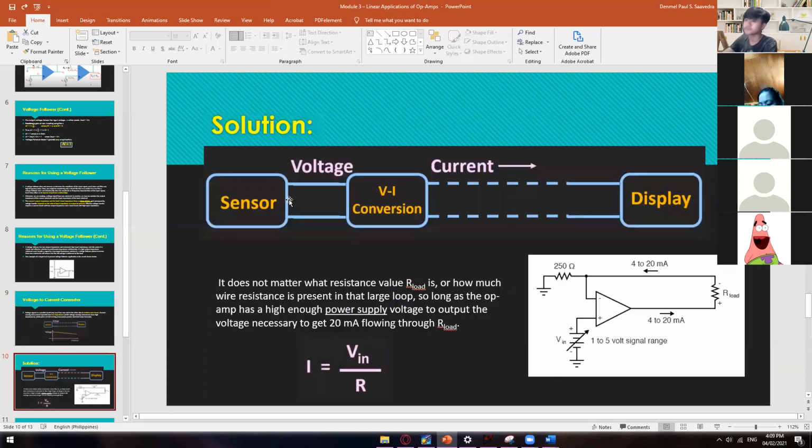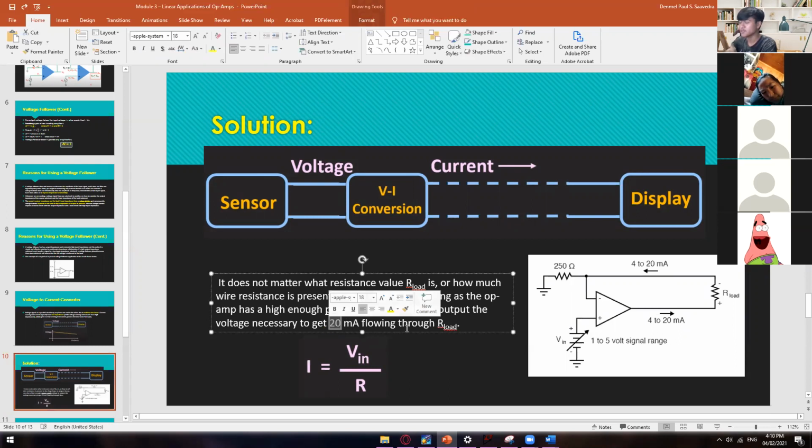So here's the solution. We have to convert this voltage into a current source, so that is why we have this V to I conversion, wherein we have this circuit. Let's say this one is a TV or a display or any device. To avoid voltage drop or voltage loss, we have to convert this voltage into a current. One benefit of having a voltage to current converter here is that it does not matter what the resistance value of our load is or how much wire resistance is present in that large load, so long as the op-amp has a high enough power supply voltage to output the voltage necessary to get 20 milliamps flowing through the R load.